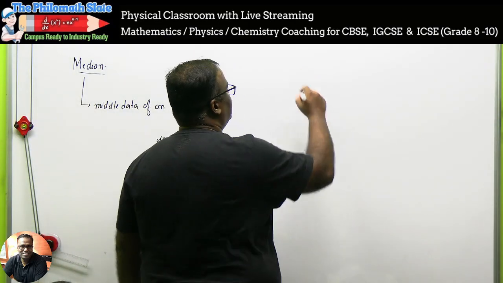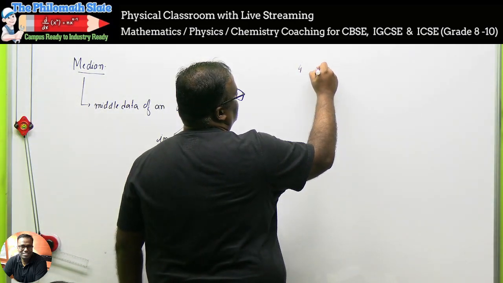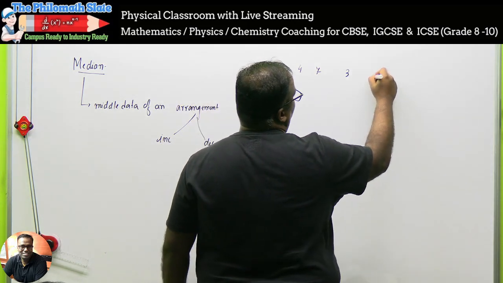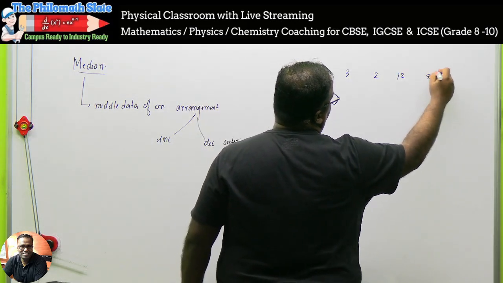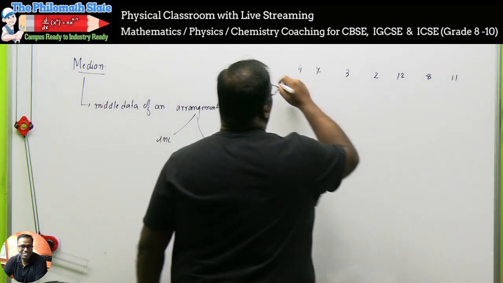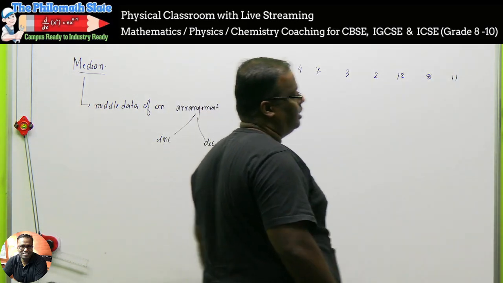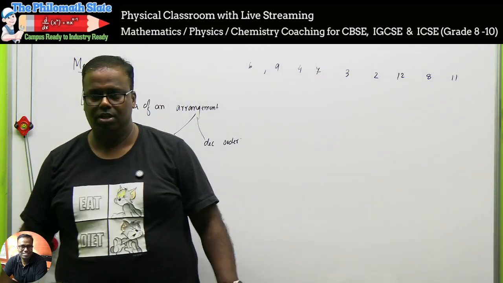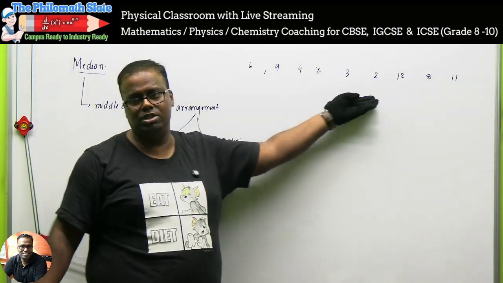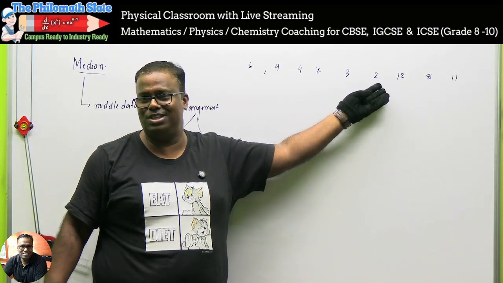Now let's take some data: 4, 7, 3, 2, 12, 8, 11, then 9, 6. Right, this is our data. So we want to find out the median of this data. Don't think that these questions will come to you. These are kiddo questions.